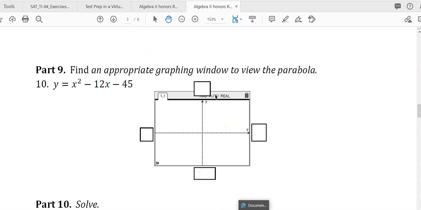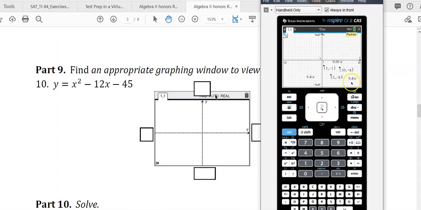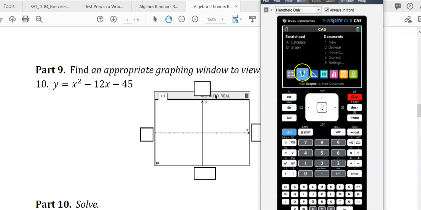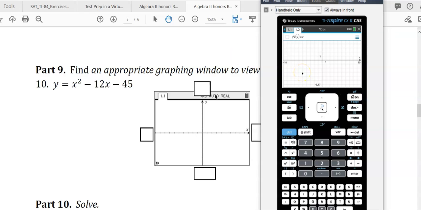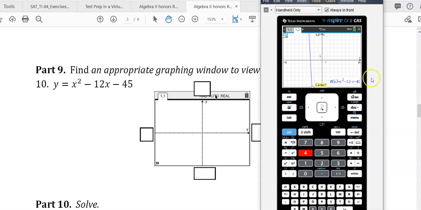There's no perfect window here. Let's see what happens when you graph it. X squared minus 12x minus 45. Okay, I can't see it. I expect a parabola because it's x squared, but I really can't see the rest of this. So you could zoom out. Let's try that. So menu, window, zoom, zoom out number 4. Click there. Ooh, I'm starting to see it.